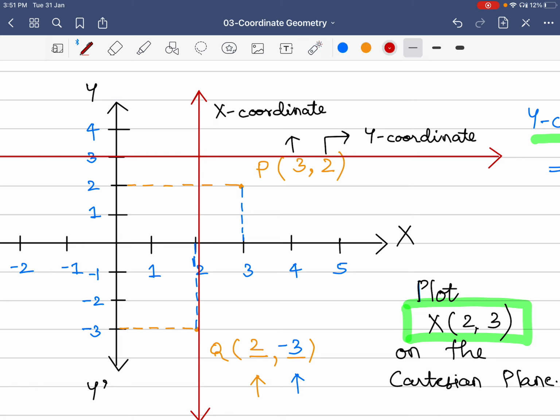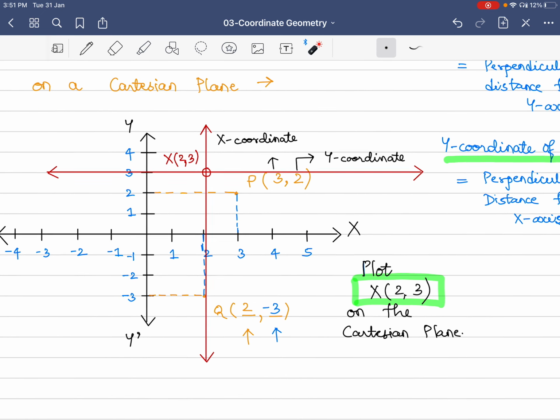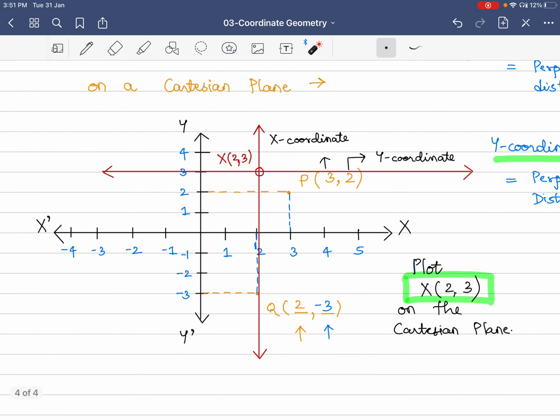So this is my point, which is (2, 3). This is my point. As you can see, it is 2 from the y-axis, and it is a distance of 3 from the x-axis. So (2, 3). This is how we use a coordinate system. Very simple, just two perpendiculars over each other, but very effective in exactly determining the positions of different points using this x coordinate, y coordinate system.